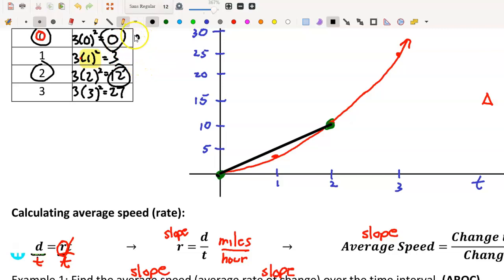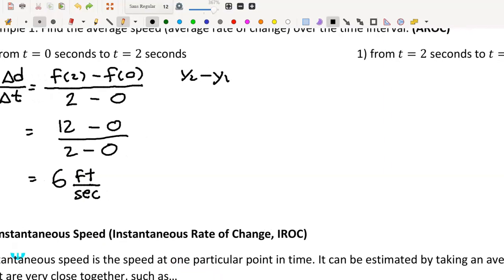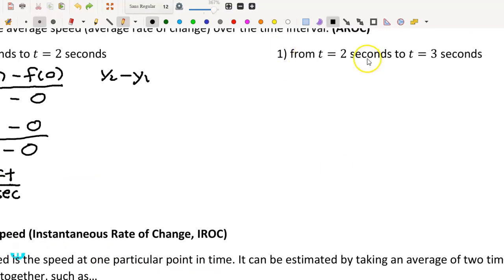We haven't moved at all at 0. We've gone 6 feet after 1 second. We've gone 12 feet after 2 seconds. Okay? That's all that means. But that's important to understand what we're doing, even if it's basic. Okay? So do the same thing, but right now do from 2 seconds to 3 seconds. So instead of using 0, 0, use 2, 12, and the 3, 27.